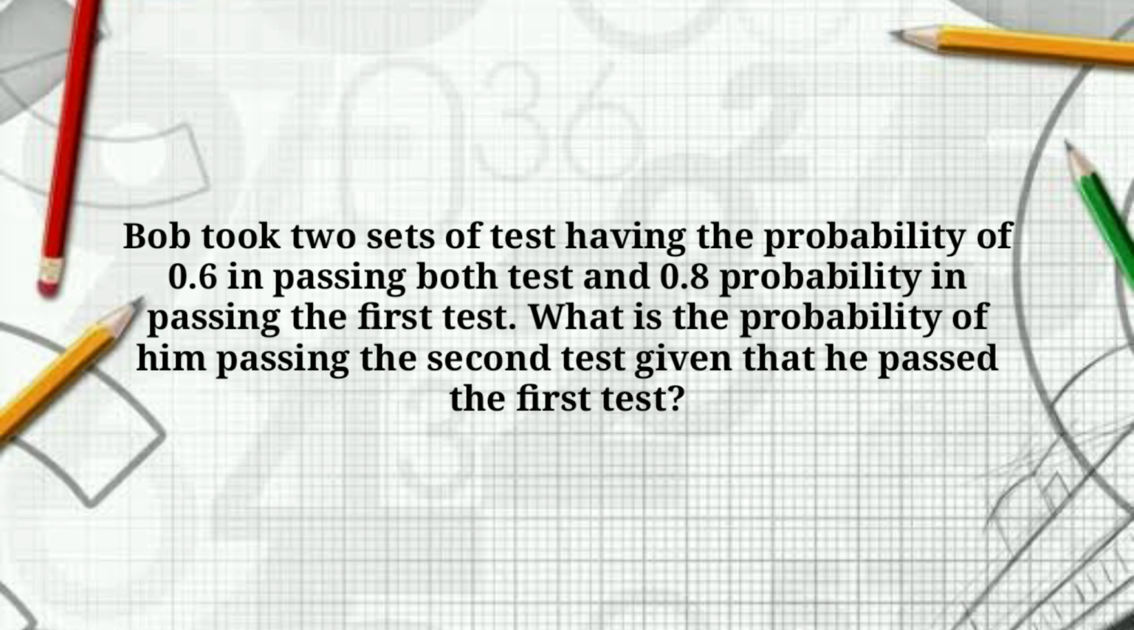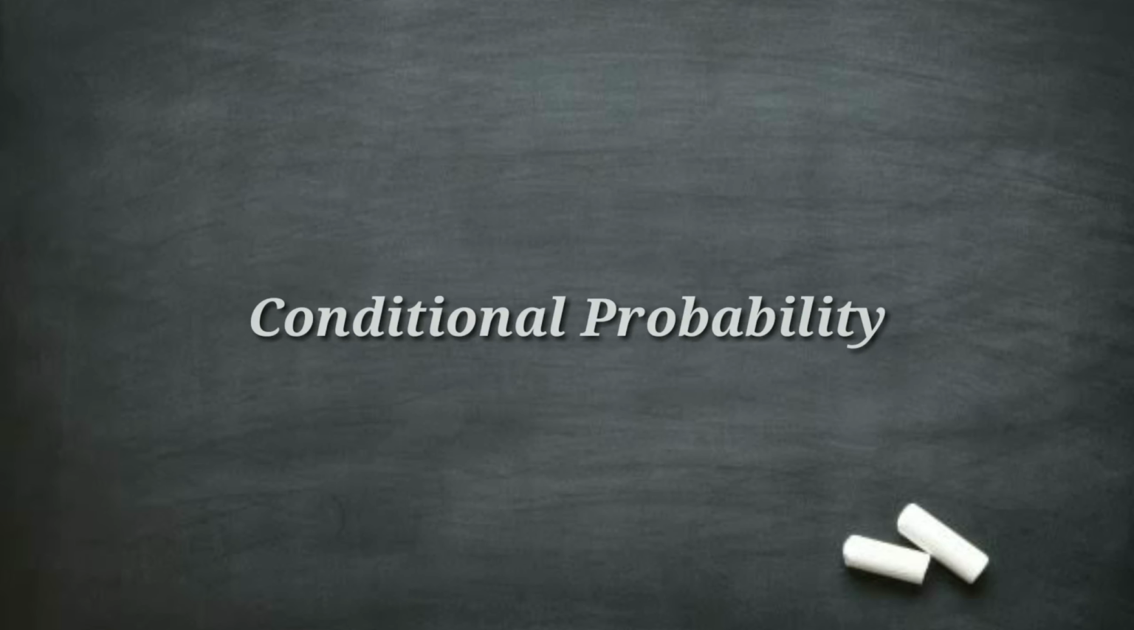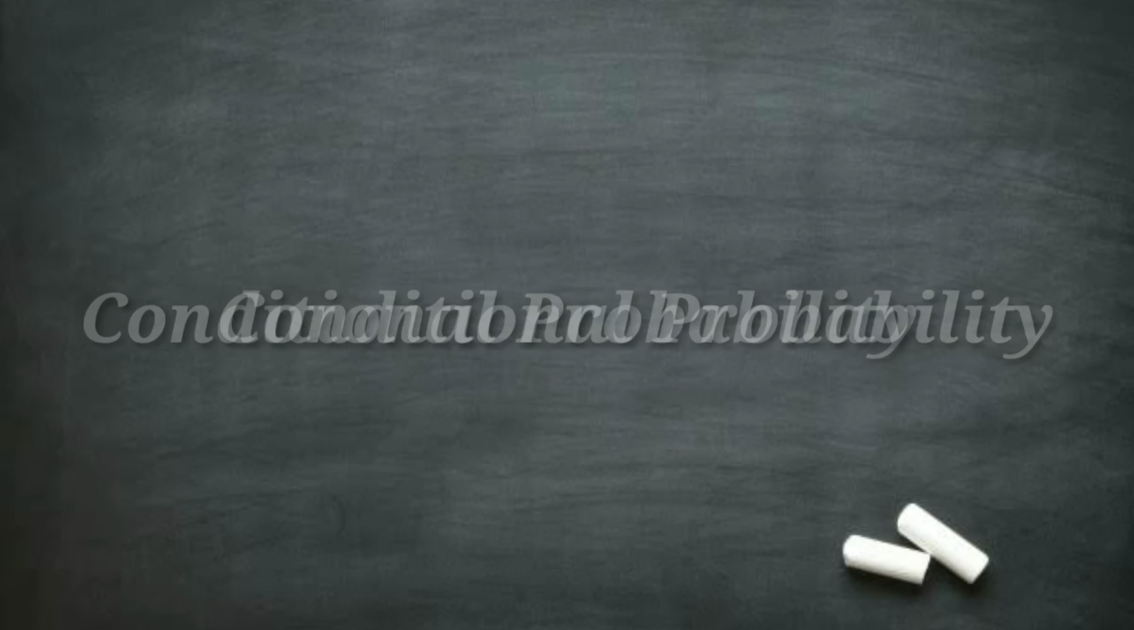Example, Bob took 2 sets of tests having the probability of 0.6 in passing both tests and 0.8 probability in passing the first test. What is the probability of him passing the second test given that he passed the first test? What we are going to use is the conditional probability.